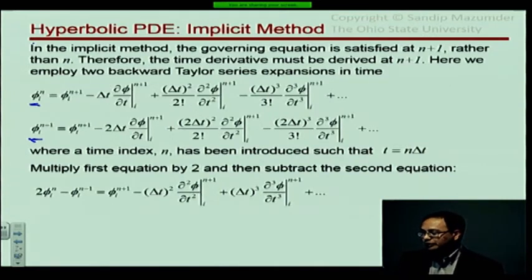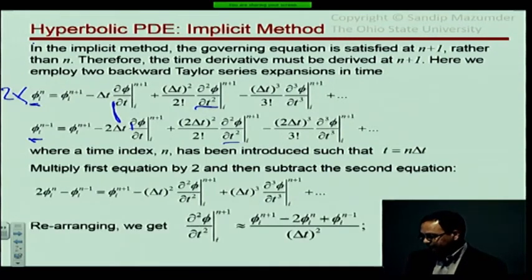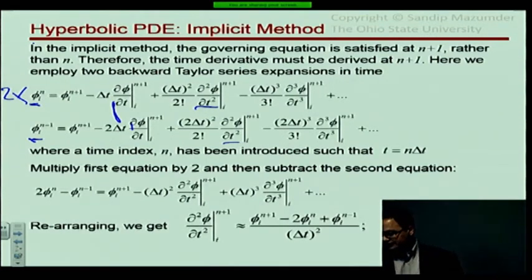Why do we do that? Because we are trying to derive a second derivative, we want to cancel out the first derivative. That's our objective. To cancel out the first derivative, we must multiply this equation by 2. Otherwise, these two will not cancel out. So that's why we multiply the first equation by 2 and subtract the second, and we end up with that expression. When we rearrange, this is our expression for the time derivative.